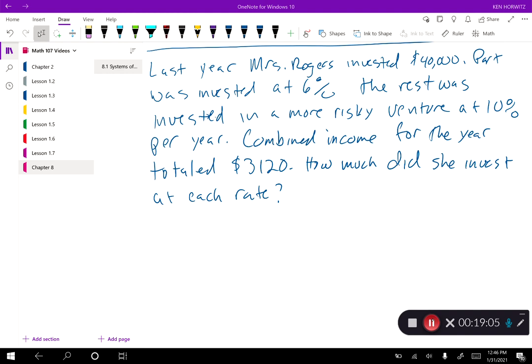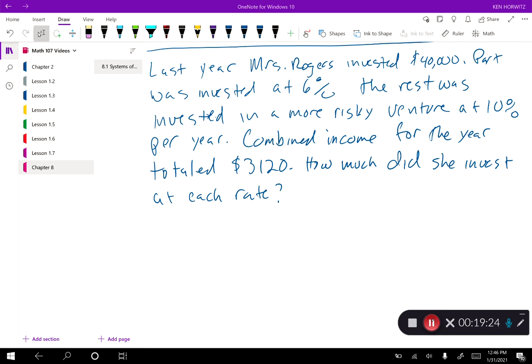All right, so let's try this one. Last year, Mrs. Rogers invested $40,000. Part was invested at 6%. The rest was invested in a more risky venture at 10% per year. Combined income for the year totaled $3,120. How much did she invest at each rate?